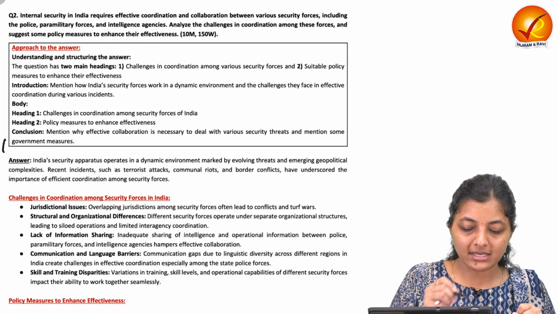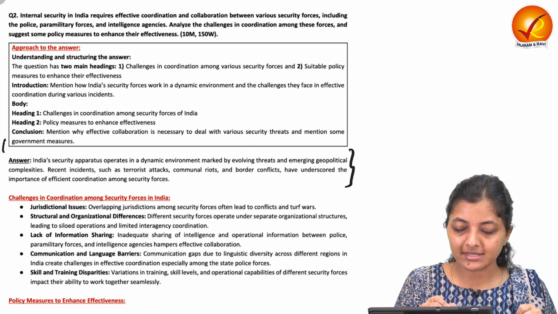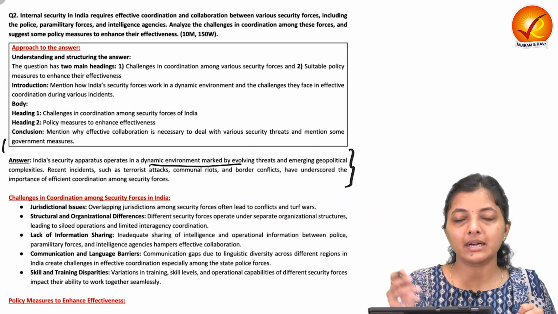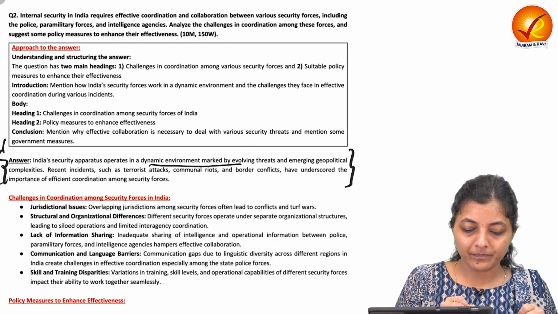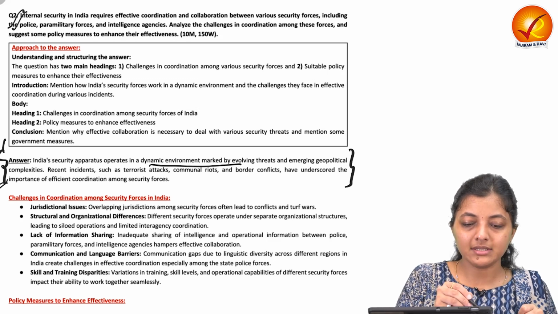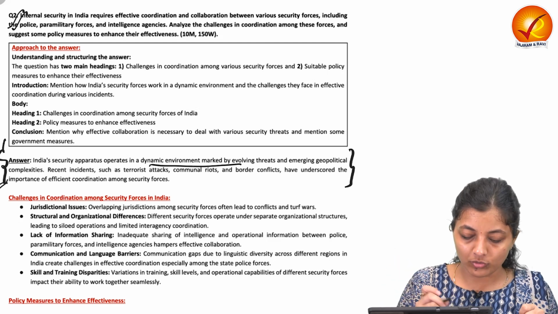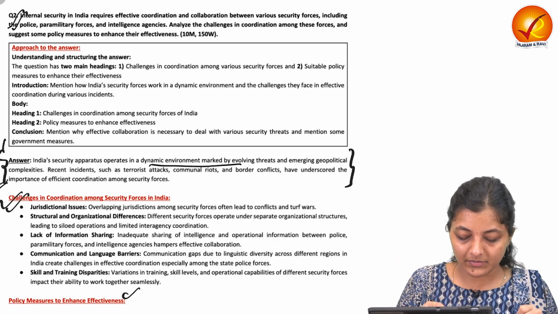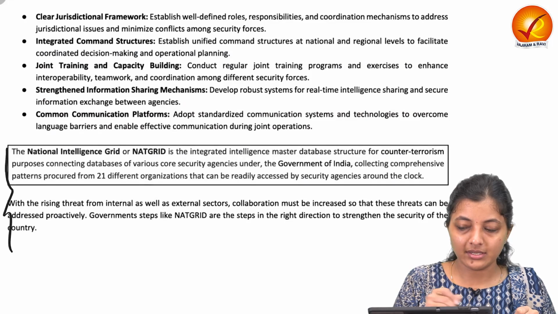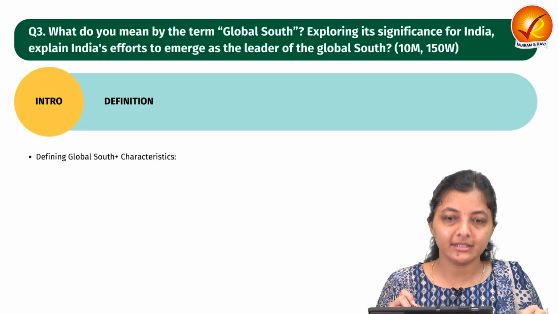Finally, we come to the model answer. The introduction says that in a dynamic environment marked by evolving threats, internal security and coordination between the different security agencies should be robust. Then challenges, then policy measures. Finally, the conclusion. Let's start with the third question.